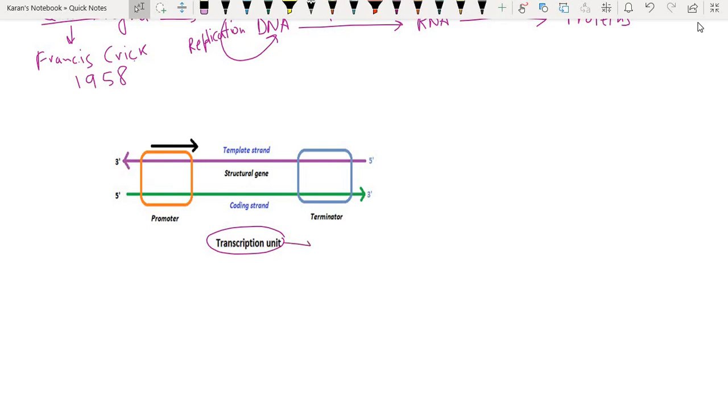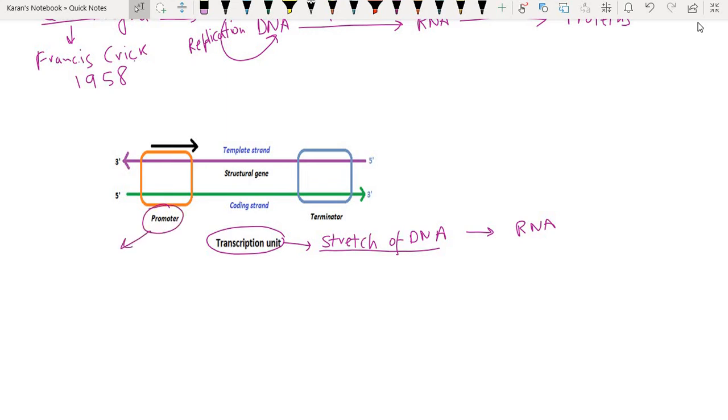So this transcription unit is basically a stretch of DNA, or you can call it a sequence of nucleotides in DNA, which codes for RNA. So this transcription unit helps in formation of the RNA. It consists of a promoter region. You can see the promoter region here.